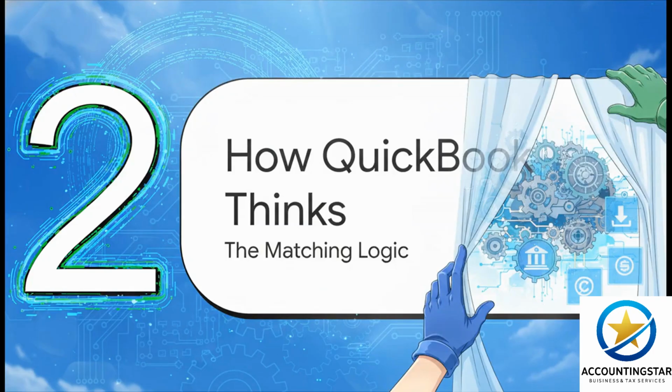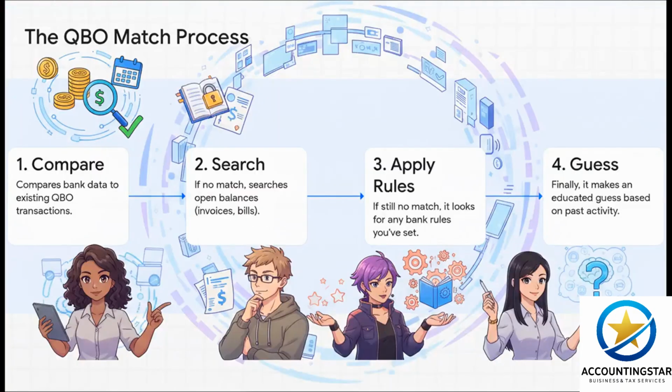Let's pull back the curtain for a second and look at the exact step-by-step logic that QuickBooks follows every single time it pulls in new data from your bank. What's really cool here is that there's a clear order of operations. First, QuickBooks looks for a perfect one-to-one match, an existing transaction for the exact same amount. No luck? Okay, plan B. It checks if this money could pay off an open invoice or a bill. Still nothing? Right, on to plan C. It checks the custom bank rules you've created. And if all else fails, it basically shrugs and makes its best guess based on what you've done in the past.